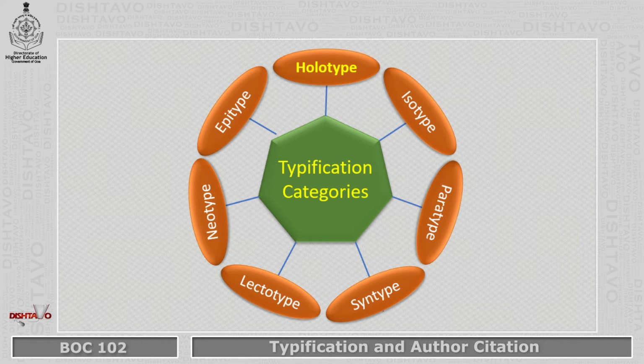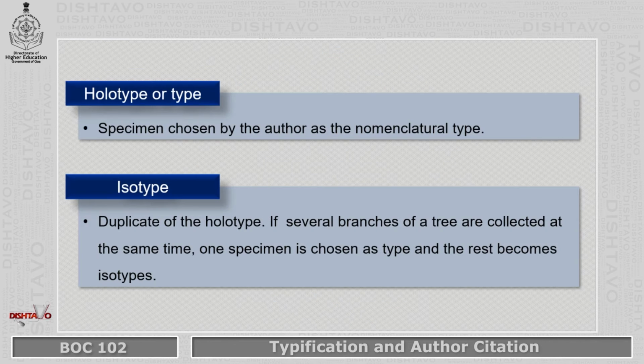Now let us understand the various typification categories. The most important of all is of course the holotype, but besides that there are other types like the isotype, paratype, syntype, lectotype, neotype, epitype. Let us look at each one of them. As I told earlier, the holotype or type is a specimen chosen by the author as the nomenclatural type. Isotype is a duplicate of the holotype. If several branches of a tree are collected at the same time, one specimen is chosen as the type and the rest become the isotypes.